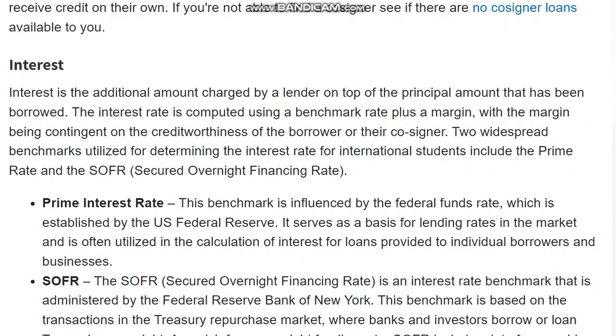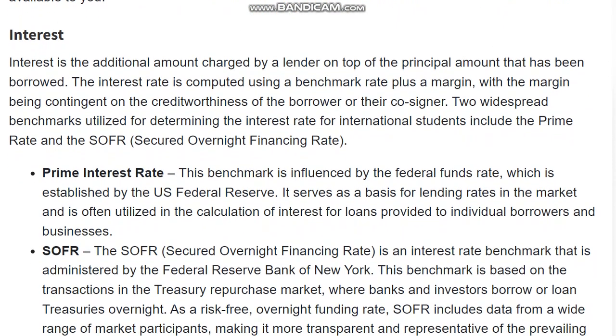Interest. Interest is the additional amount charged by a lender on top of the principal amount that has been borrowed. The interest rate is computed using a benchmark rate plus a margin, with the margin being determined by the borrower or their cosigner.